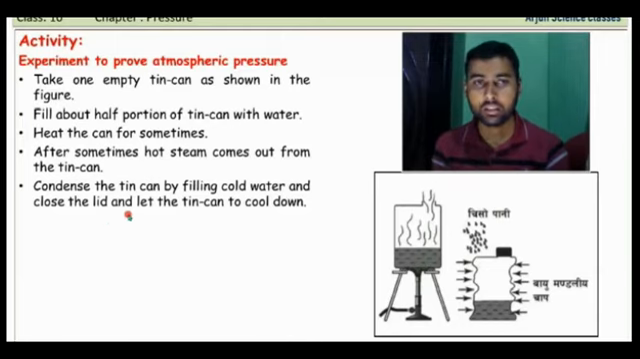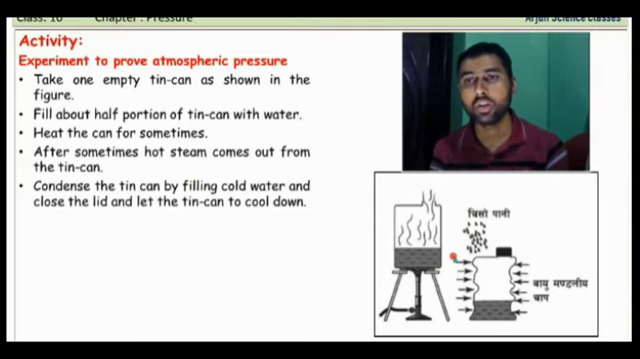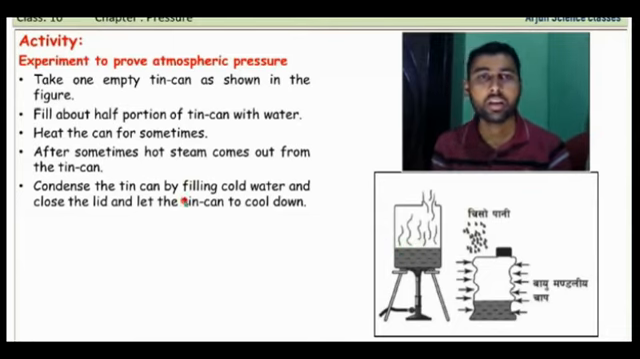Okay, and close the lid. Then after what? Close the lid and let the tin can cool down. Condense the tin can by filling cold water over the tin can, then close the lid and let the tin can cool down for some time.